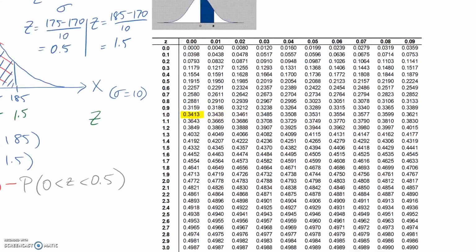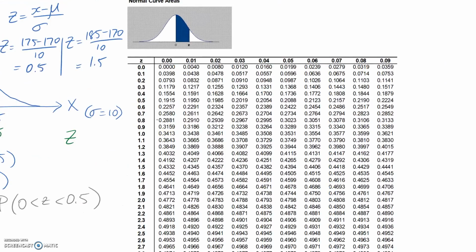So 0 to 1.5. Alright, so that becomes our cutoff. So looking it up in the table, 1.5 here. Again, we want our second decimal to be 0. So it's going to be 0.4332.